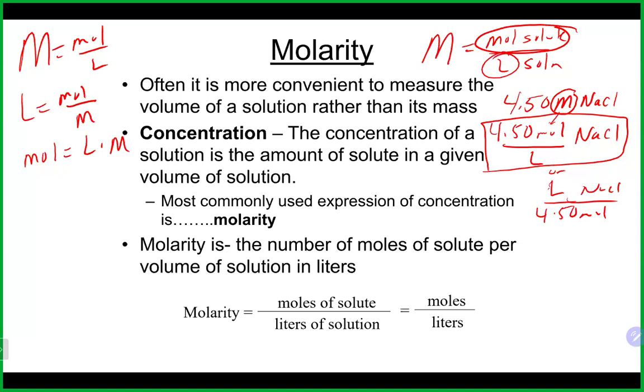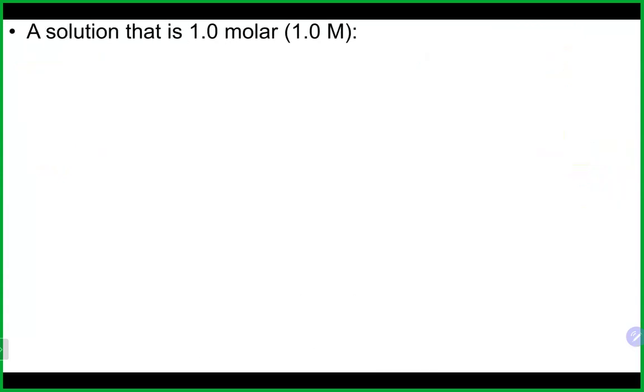So the higher the number you see in front of the M, the stronger and more concentrated the solution. You should really be careful with all solutions, but definitely ones that hit double digits, like 14, 12, 16, 18. Those are very, very strong concentrations, especially for acids and bases.